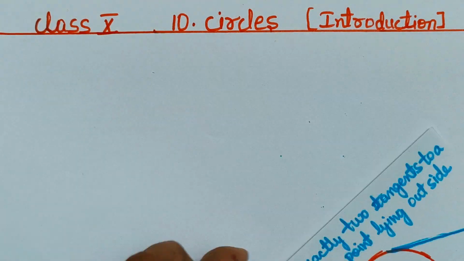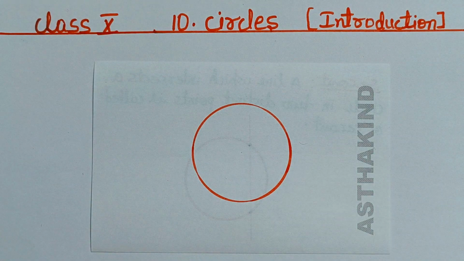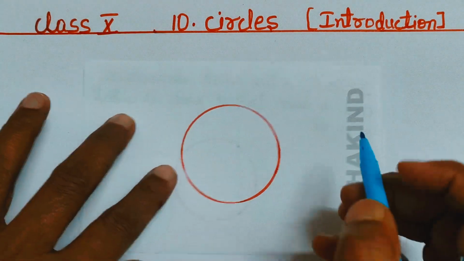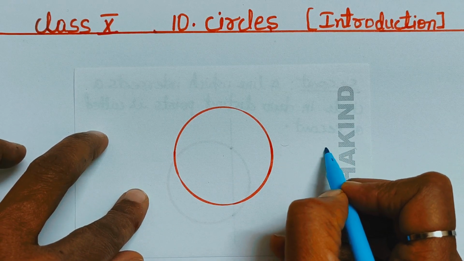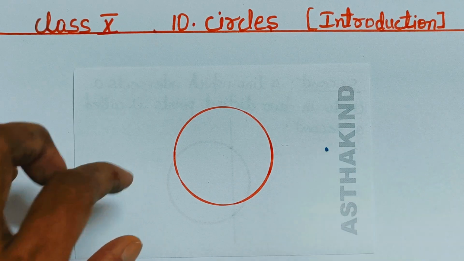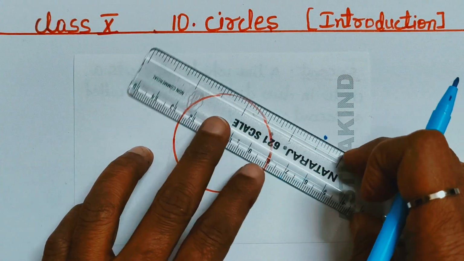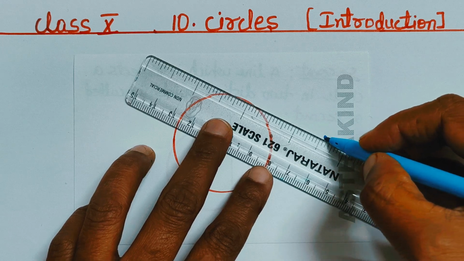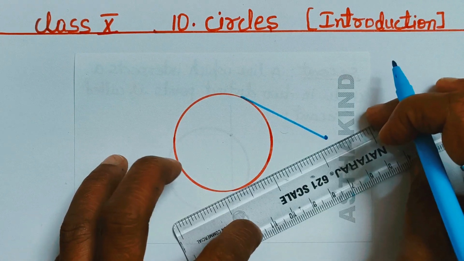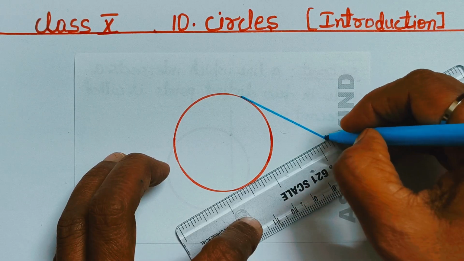Next, see here, I am explaining one more time how to draw an external point. See here, I am taking one point outside, an external point. Anywhere you take one dot, this point is called an external point. From this external point, how many tangents can be drawn? Two tangents. Here is one tangent. Next, here also I am drawing one line. This is also one tangent.